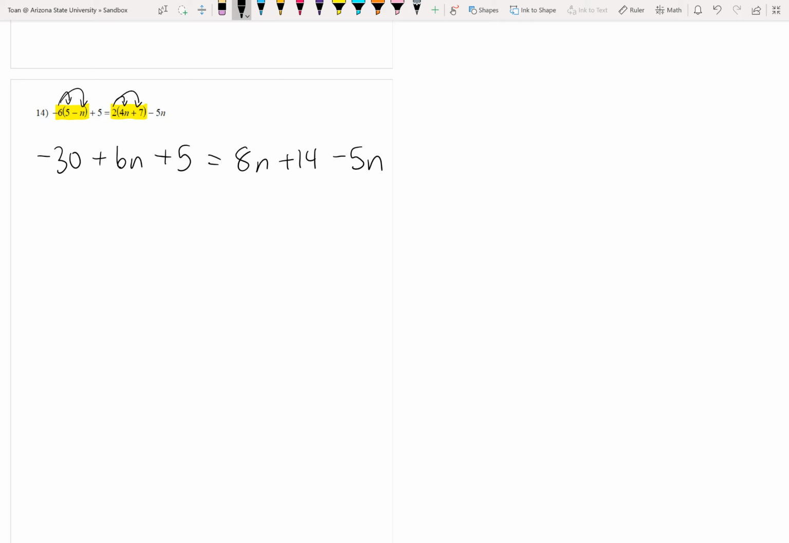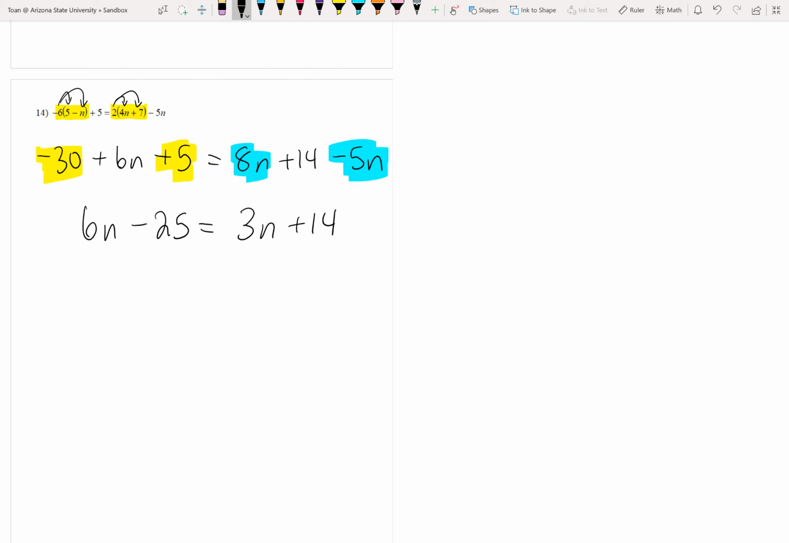Notice anything that I did not highlight, I just copied down. Next, I'm going to combine like terms on each separate side. So I have the negative 30 with the 5 here, and I have the 8n with the negative 5n here. They're like terms. So on the left that gives me 6n minus 25, and on the right I have 3n plus 14. Now it's a simple linear equation.